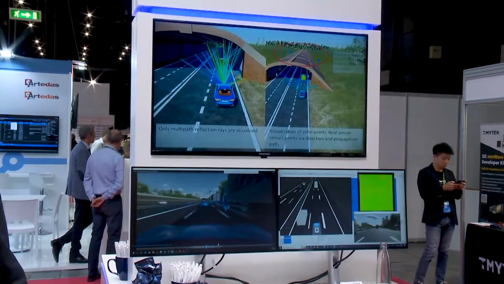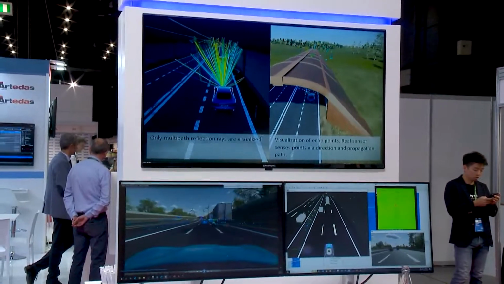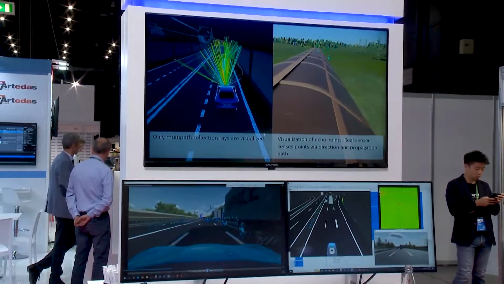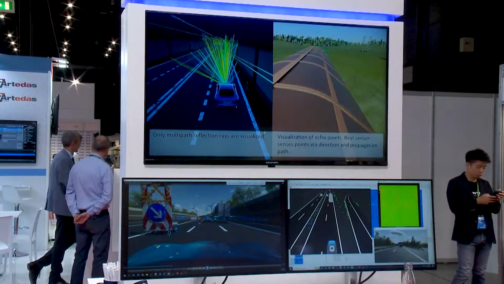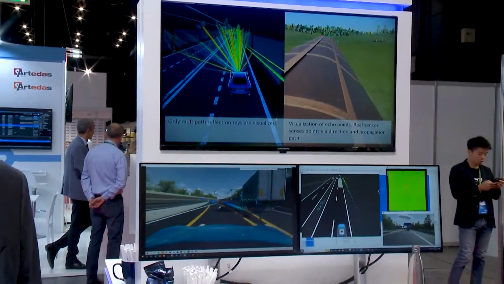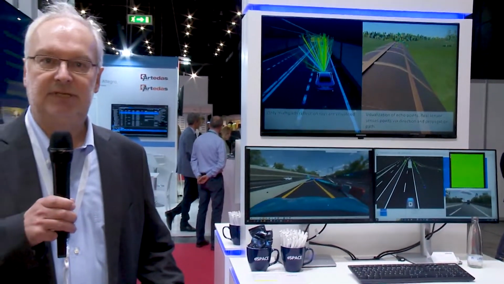It simulates the behavior of a radar sensor in a real environment, so it has a very detailed, high-fidelity simulation of the environment. It also has a very detailed, high-fidelity simulation of how the radar works. We will have a look at this in a few minutes, after we have taken the tour around the booth. So let's move forward to the next demo station that we have here.